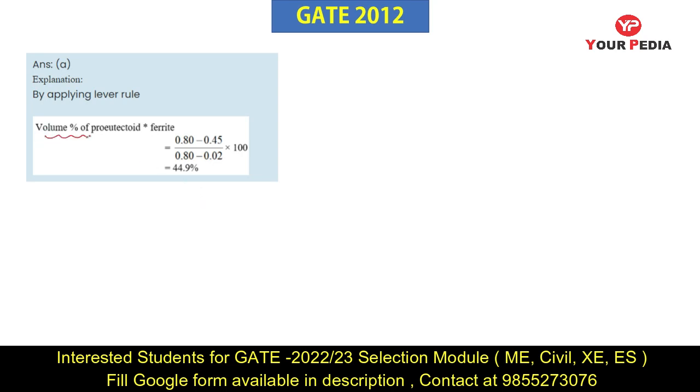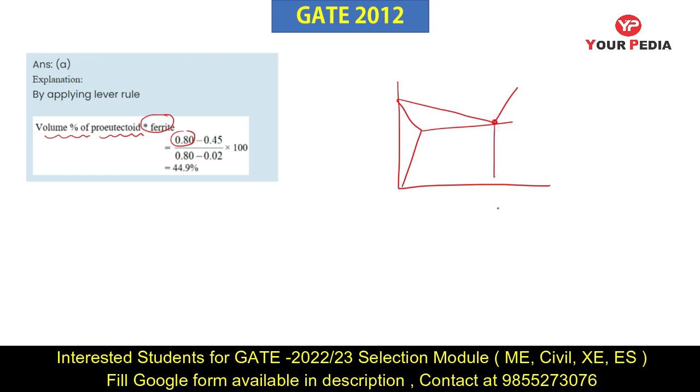So the volume percentage of pro-eutectoid ferrite, or alpha, whatever is actually given to you. You know that the eutectoid point is going to occur at this point. Let me give you the diagram. Here you can see this is the diagram. This is the eutectoid point at 0.8% of carbon, and this point given to you is 0.45, and this is the point of maximum solubility of carbon in alpha. This is the alpha region.